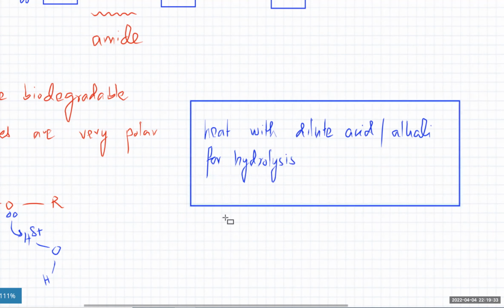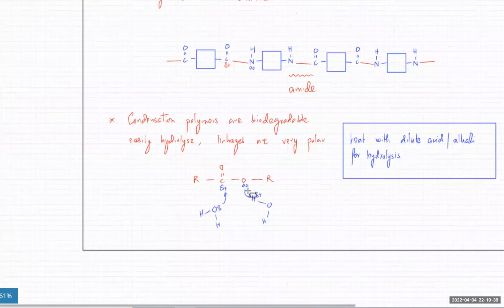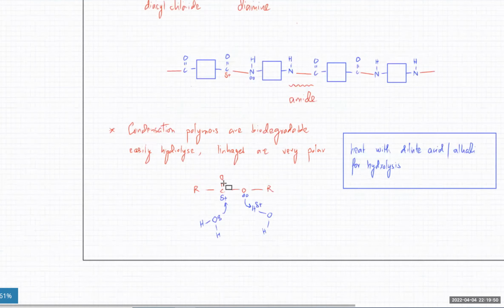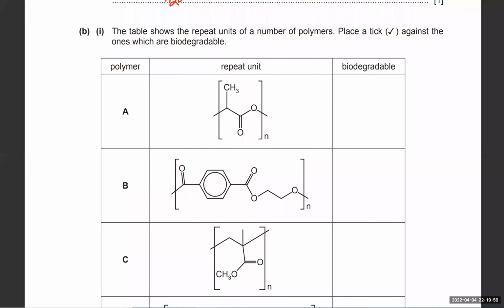And the reverse reaction would then happen. The H from water will get attracted to the O and it will form the alcohol back again. The OH from the water, which is negatively charged, is going to get attracted to the carbon and it would end up forming the carboxylic acid molecule back again. So they're extremely biodegradable. So the question was all about the same thing.